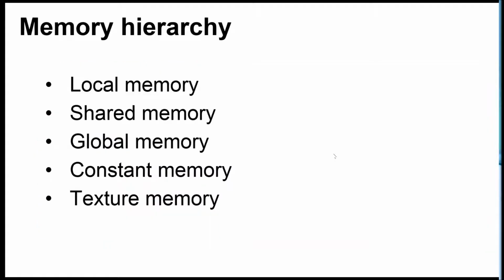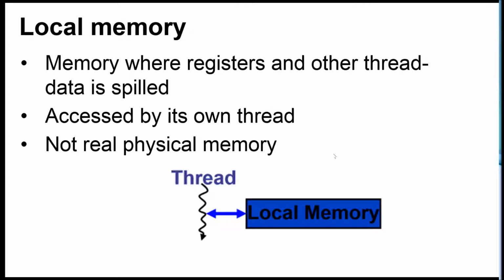Now let's move to our main part, the memory hierarchy. In this part, I will introduce 5 types of memories. The first one is local memory. Local memory is the memory where registers and other thread data is built. It is called local because it can only be accessed by its own thread.